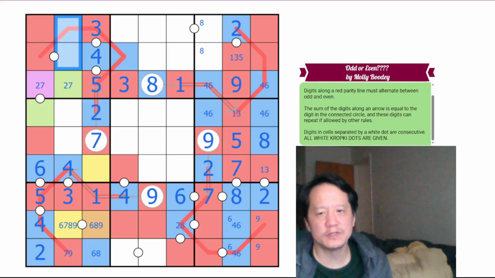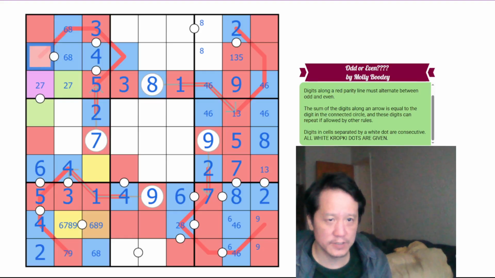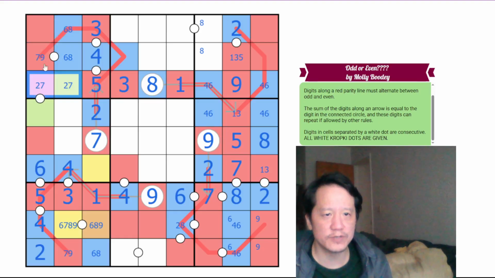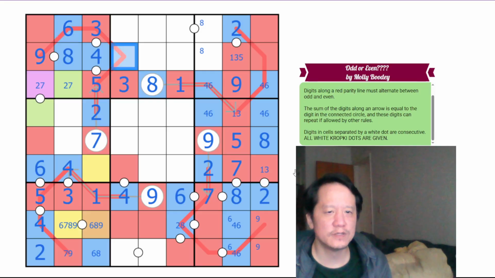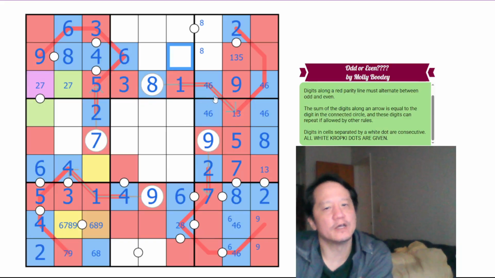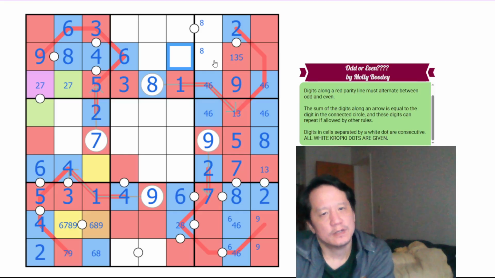This has to be 6 and 8 as a pair. It's consecutive with 7 and 9, but no 7 because of the 2, 7 pair in the box. So this is 9, which makes this 8, which makes that 6. This is 2 or 6 here, but it can't be 2 because that would be consecutive with 3 without a white dot between, so that's 6. 2 cannot be here again. This can't be 8, so we have the same thing.